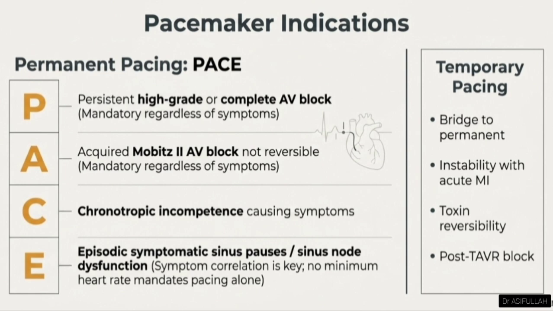Pacemaker indication, PACE: persistent high grade or complete heart block; A, acquired Mobitz 2 block, not reversible; chronotropic incompetence with symptoms; episodic sinus pauses with symptoms or sinus node dysfunction. Symptom correlation is key; no minimum heart rate alone mandates pacing. Temporary pacing is a bridge to permanent pacing and is used in unstable acute MI, toxic reversibility, and post TAVR block.